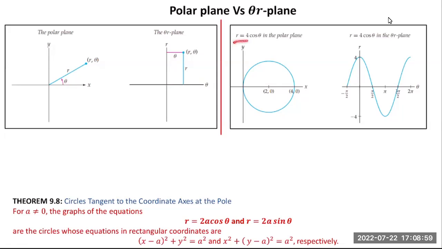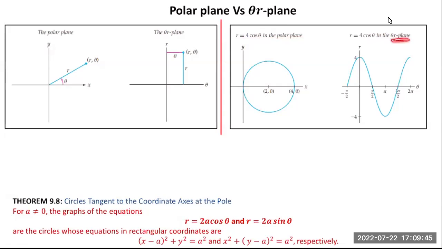For example, let's graph the same equation on the polar plane and on the theta-r plane. First on the polar plane, if you graph r = 4 cos theta, we know from theorem 9.8 that an equation of this form, with a value of 2, is a circle. Notice that here you have 4, which is 2 times 2, so the value of a is 2. If you plot the graph of this polar equation, you will get a circle centered at (a, 0), which means (2, 0), because the value of a is 2. That's the circle on the polar plane.